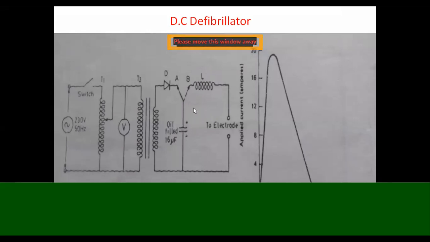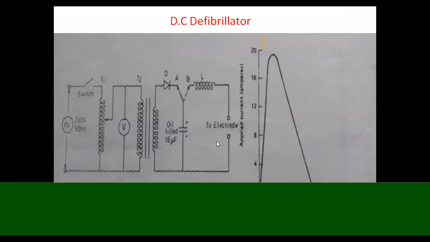The capacitor will be suddenly discharged. So a sudden discharge of the current will cause damage to the heart muscles. Sudden discharge, sudden spikes, will cause damage to the heart muscles and the chest muscles. Okay, or burning of the chest also occurs.